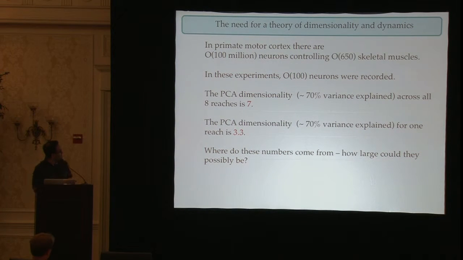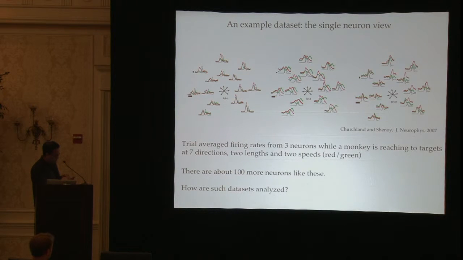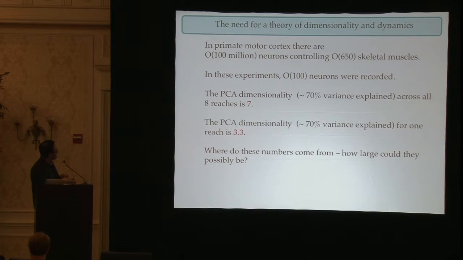Just to give you some numbers, again, there are about 100 million neurons controlling 650 skeletal muscles in the primate motor cortex. These experiments have 100 neurons. The PCA dimensionality, or approximately what you need to explain about 70% of variance across all 8 reaches, so in a simple data set where the monkey's reaching to 8 directions, is only 7. I'll explain why I'm talking about 70% here in a little bit. The dimensionality required to just explain a reach to a single direction is about 3.3.